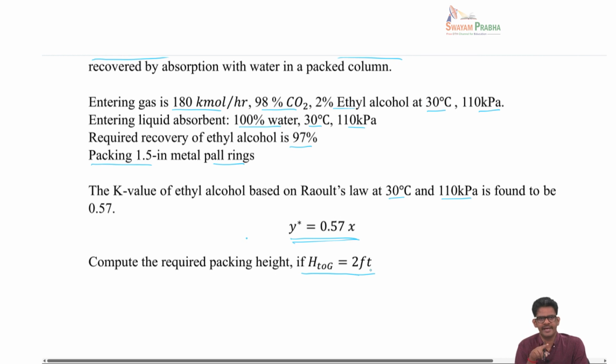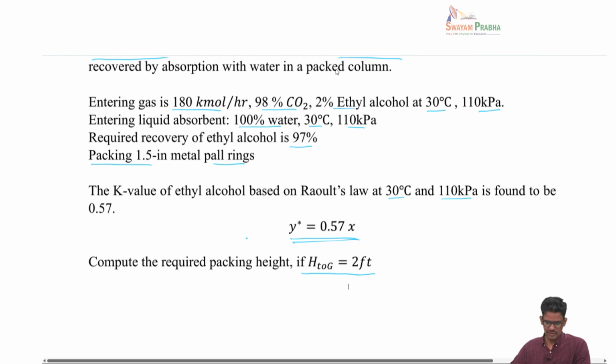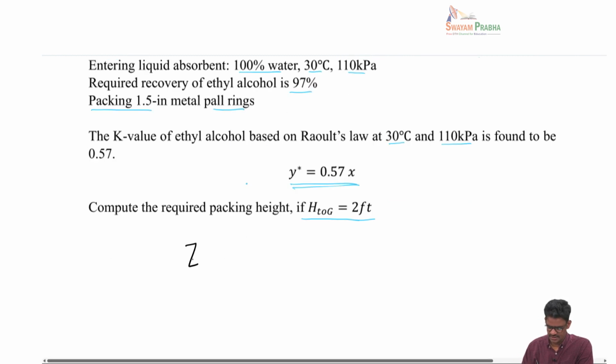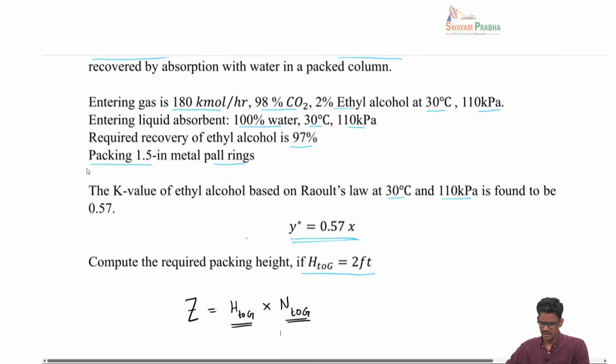I already said if you want to calculate the height of the packing, you need to calculate the height of a transfer unit and number of transfer units, HTU and NTU. HTU in this problem is already given, which means the mass transfer coefficient and interfacial area are already calculated for you. So all you need to calculate is the height of the column. The height of the column Z is given by HTOG times NTOG. HTOG is given, 2 feet. And if you can calculate the number of transfer units NTOG, then we know the height of the column or height of the packing. So let's also mark the information that we know from this problem in a diagram.